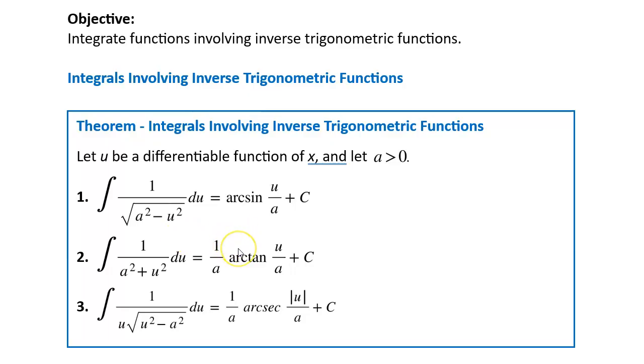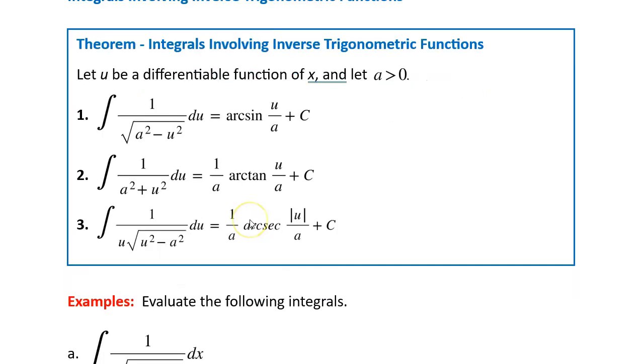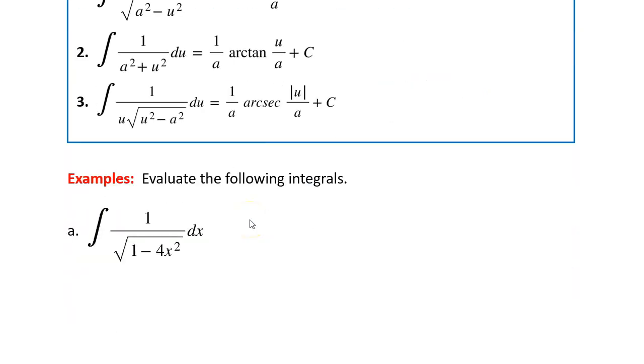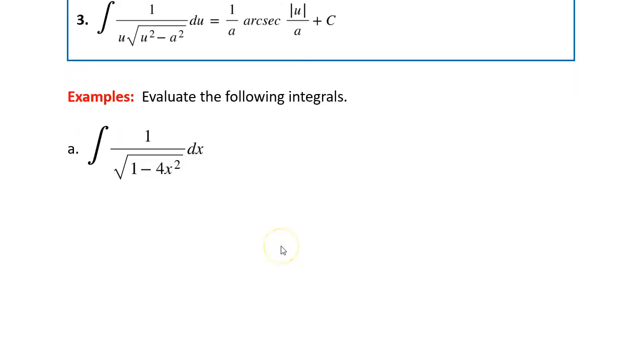The first one is for arcsine, the next one is arctan, and the last one is arcsecant. So let's work through some of these. Once you work through a few, you can get the hang of it. I'm always going to try to rewrite something so we can easily recognize what we've got.